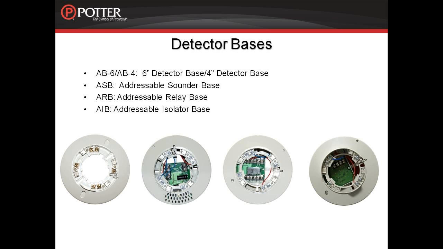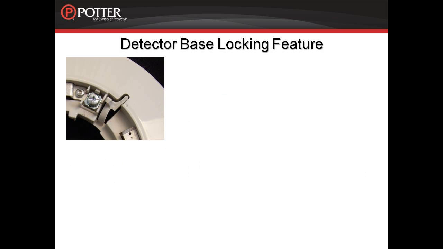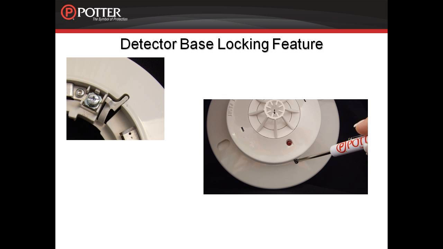All bases will mount to a single gang, double gang, octagon, or 4-square back box. All of these bases also come with a locking feature. This prevents removal of the detector head unless an additional tool is used, such as a flathead screwdriver. Some projects will require locking bases, such as jails, schools, and hospitals.